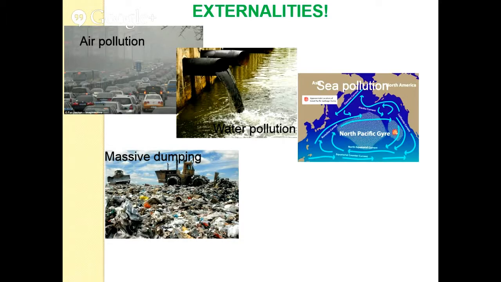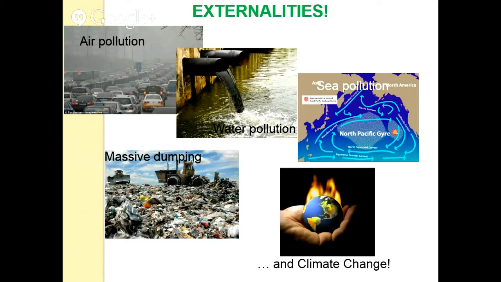We even have countries which are specialized dumpsters. Places in which we are, for instance, dumping all our electronic waste, which is quite contaminated, in Africa mainly. And climate change. So I'm coming from an Institute of Environmental Sciences, so I need to talk to you a little about climate change for sure.